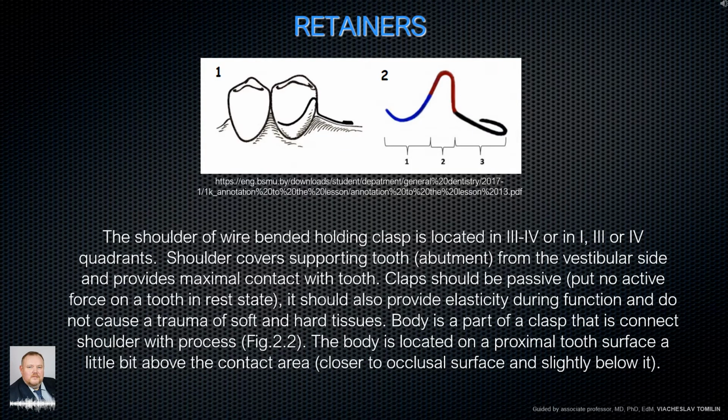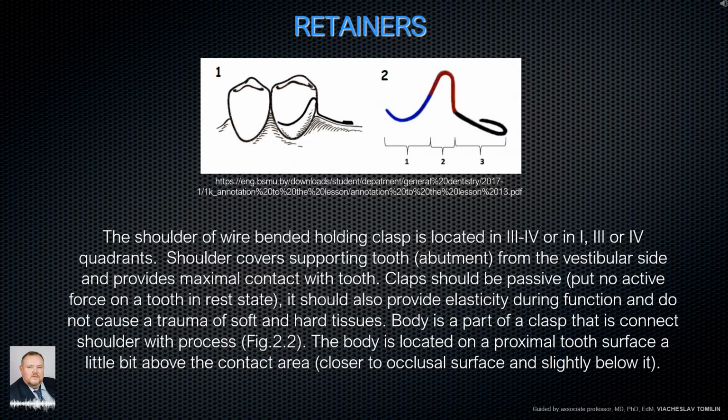Retainers. The shoulder of a wire-bended holding clasp is located in 3, 4 quadrants. The shoulder covers the supporting tooth, abutment, from the vestibular side and provides maximal contact with the tooth. The clasp should be passive, putting no active force on a tooth in rest state. It should also provide elasticity during function and not cause trauma of soft and hard tissues.